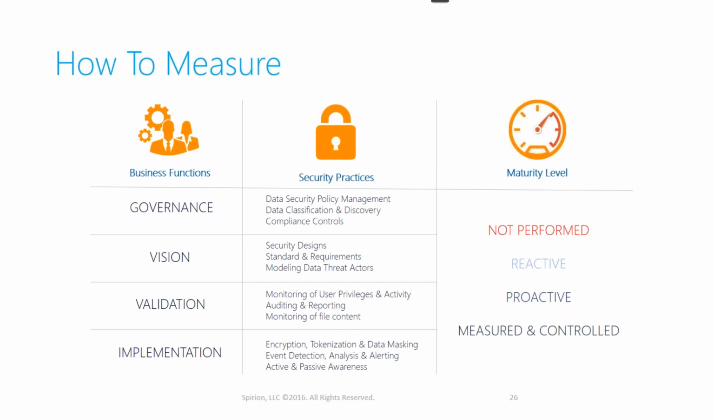For example, if you look at the governance business function and the security practice of compliance controls, most of us will need to be in a measured and controlled state there. If we look at the vision business function and we look at, say, modeling data threat actors, some of us may not have a need to perform that activity at all and be perfectly comfortable at the not performed portion of that maturity level. So this framework is intended to be a guideline for that process improvement, not a red, yellow, green marker of whether you're doing better or worse.